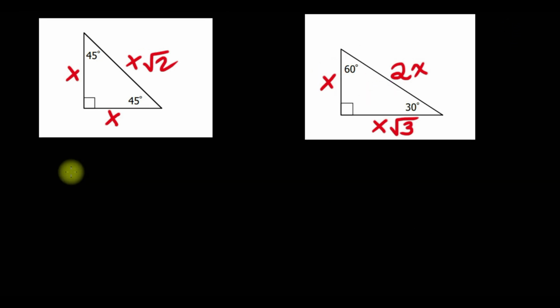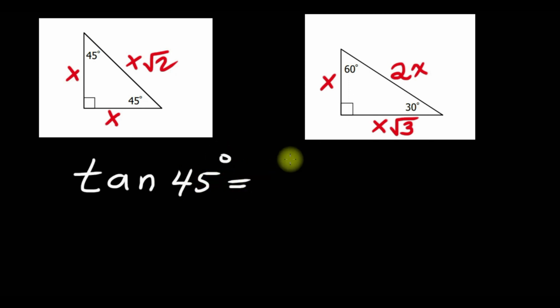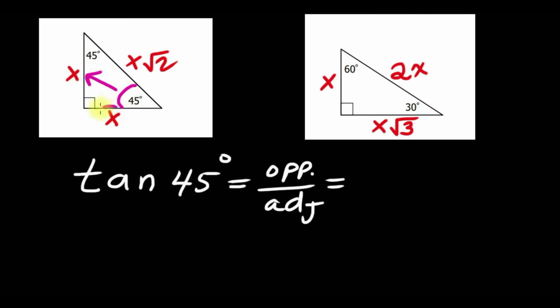The next one we're going to look at is tangent of 45 degree. The ratio for tangent is opposite over adjacent. So we're going to use the 45, 45, 90. So here's the 45 degree. So opposite and then adjacent. So that's going to be x over x, which is the same as 1. Tangent of 45 degree is 1.